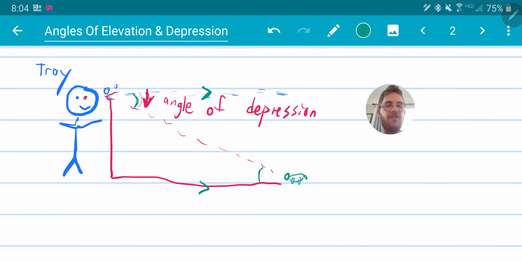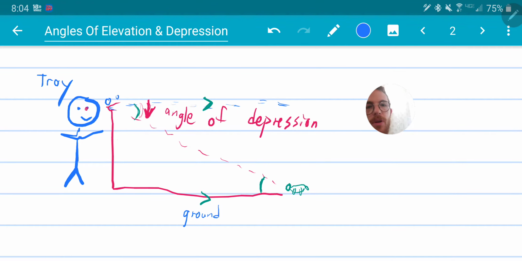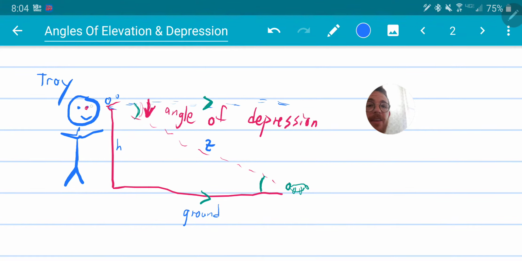One's angle of depression is the same as the other's angle of elevation. And this right here, now we have an angle on the inside of our triangle, and we can use the measurement of the length of the ground between Troy and the turtle. We can use the height of Troy right there, and we could even use the distance from Troy's eyeball to the turtle's eyeball if we needed that distance also. Of course, this is a right triangle because it is going straight up from the ground.